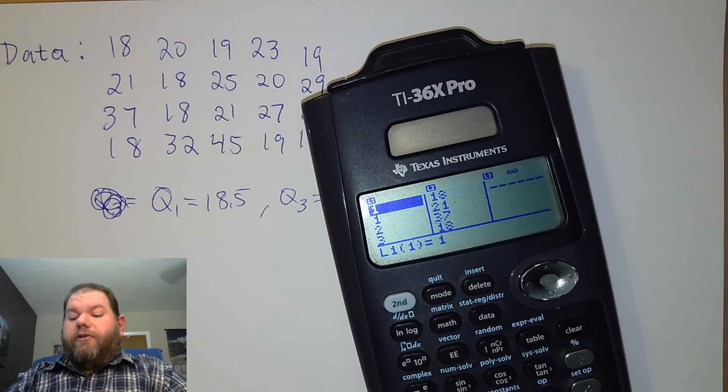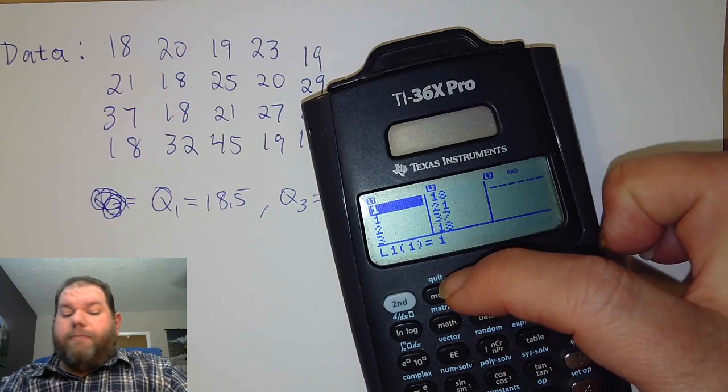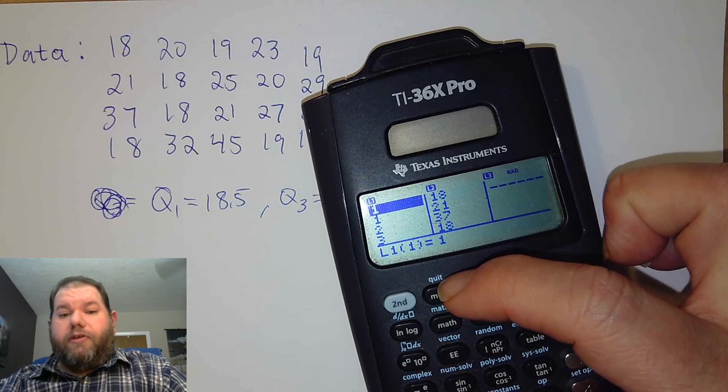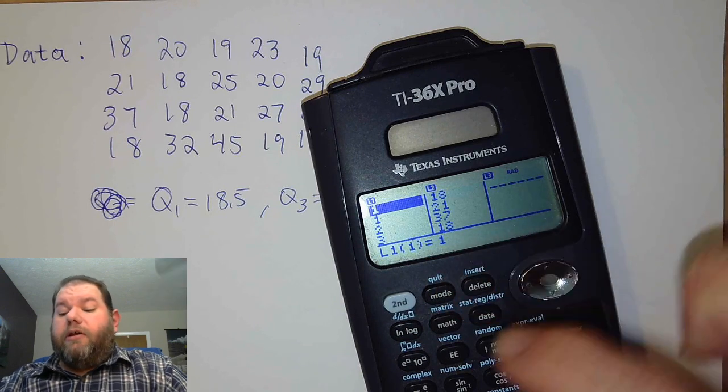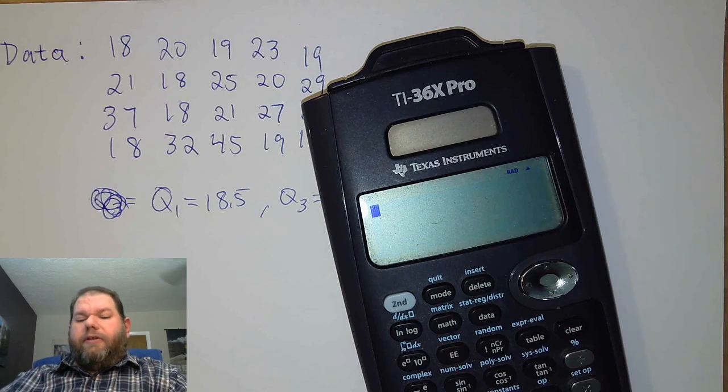On these calculators, if you ever want to get out of this table, there's a quit button. Actually, both on the graphing calculators and this one. So you just press second and quit and get back to the normal screen. That's always helpful, I find.